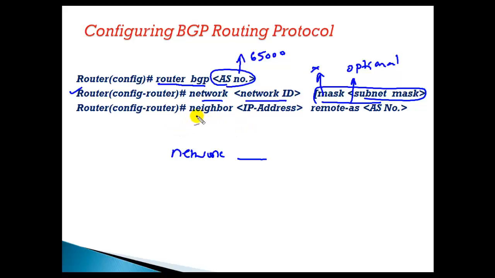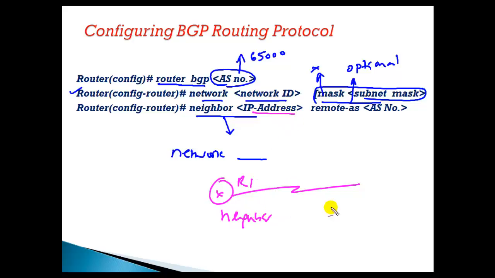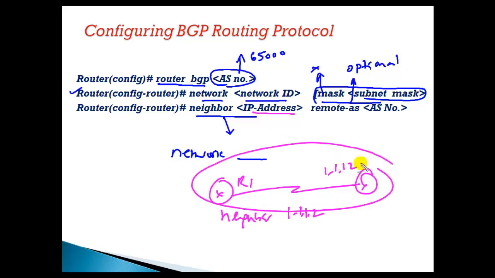Apart from that, there is a neighbor command, and the neighbor command is mandatory here. Why? Because on router 1 you have to configure a neighbor command saying neighbor, followed by the IP address. Let's say the IP address of router 2 is 1.1.1.2, and both routers are in the same AS. I have to say remote-as, and then define the AS number. Sorry, I think I'm using 65000 here, so let's use the same number, 65000.